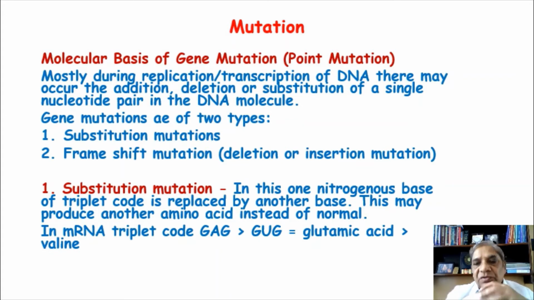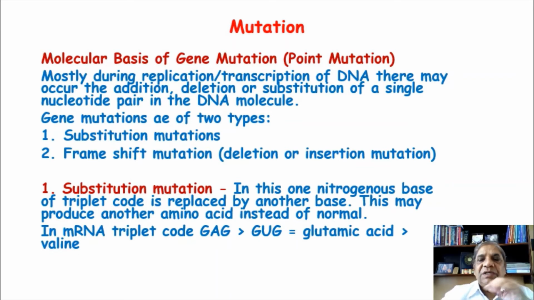And in a nucleotide, what is there? There is a nitrogenous base, a sugar molecule, and a phosphate. That is called a nucleotide. Remember your biochemistry class, where they must have taught you the molecular structure of DNA. Now when replication or transcription of DNA is taking place, the pairing of nucleotides may go wrong, and we will see how it may go wrong.